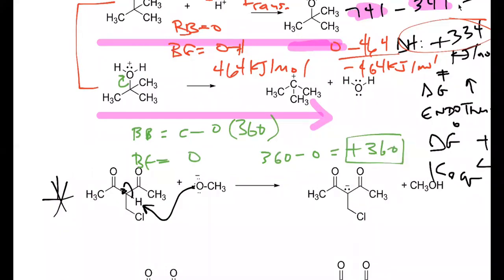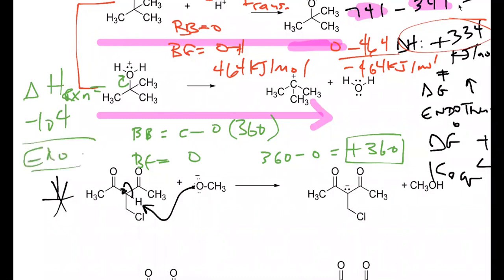Mm-hmm. What's the overall? If I took those two numbers. Negative. Go ahead. It's negative 104, so it'll be exothermic. Okay. Negative 104 for delta H for the reaction. Good. So the overall process is exothermic. What if I ask you to build an energy diagram? What would it look like?